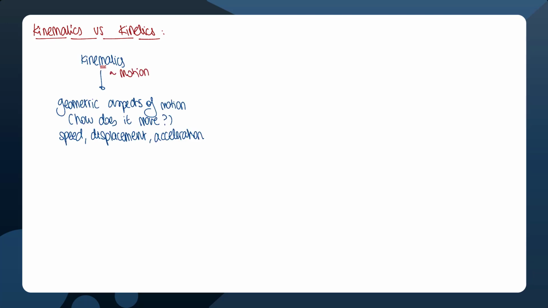First, I would like to tackle the difference between kinematics and kinetics, as both of these terms are really important for this course. Kinematics is defined as the geometric aspects of motion. So it answers the question, how does it move? So we're after the terms speed, displacement, and acceleration. Those are the terms we're after.